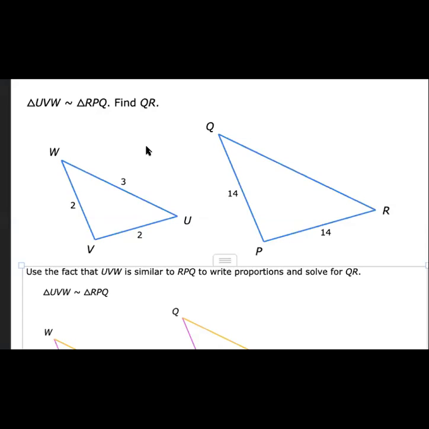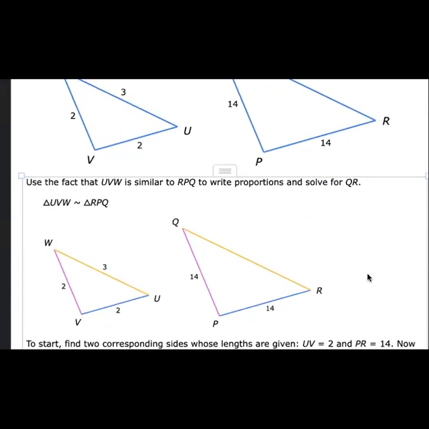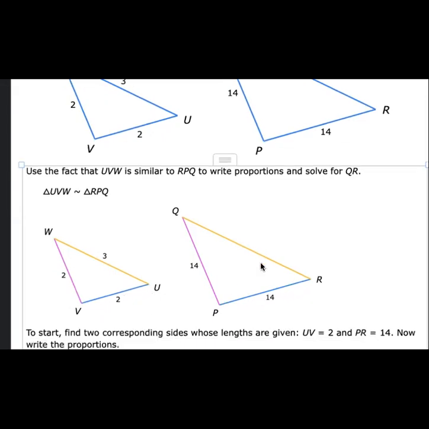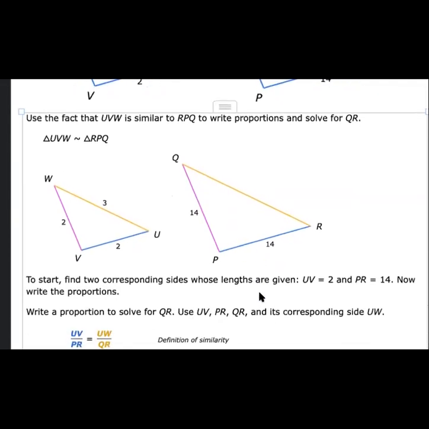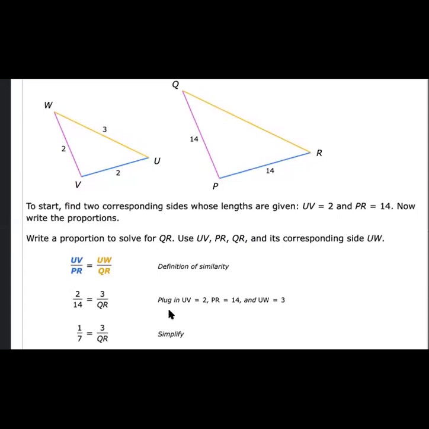Okay. So if you're looking at the sides right here, let's break this down. If I color code the different sides, this is how they line up. So the purple and the purple, so 2 and 14, and the blue is going to be the 2 and 14. So those are going to line up as 2 over 14 is going to be equal to 3 over QR. So we're going to look for that missing side, the yellow side right there.